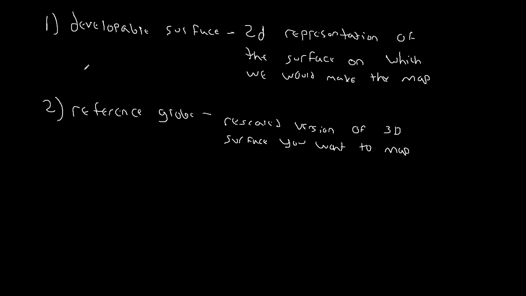So in addition to this idea of developable surface and reference globe, we need to think about three properties, or three pieces of information, about map projections. We need to understand something called the class of the map projection. We need to understand something called the case of the map projection. And we need to understand something called the aspect of the map projection. So class, case, and aspect. I'm going to do my best to draw things out so that you can see how these things play out.